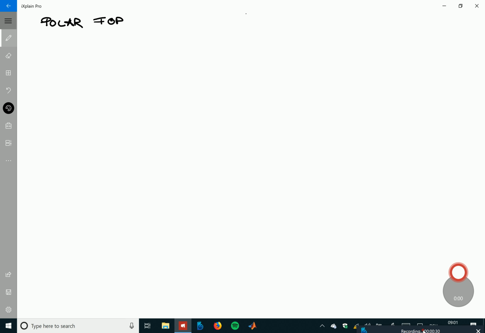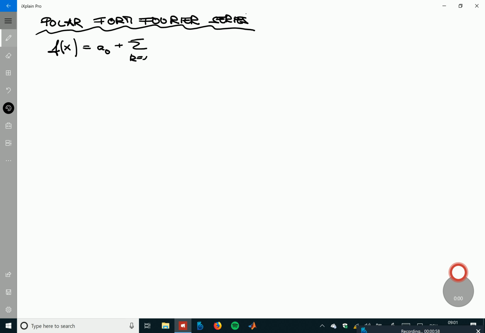Namely, the polar form of the Fourier series. So, what we've seen thus far, just to recapitulate that briefly, is that we can express a function in terms of the real Fourier series, as we've seen this morning already, in this form.